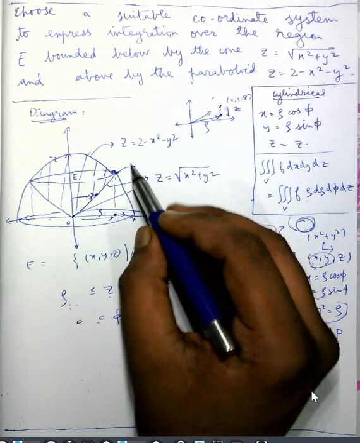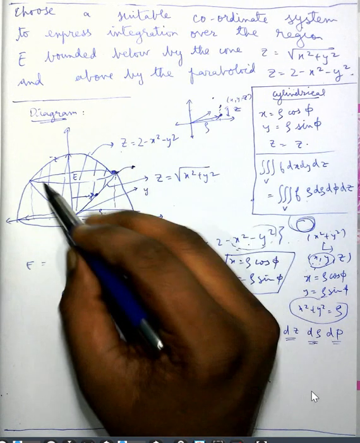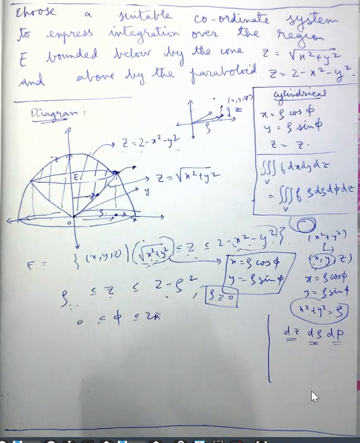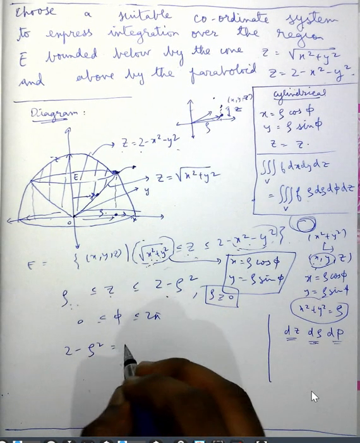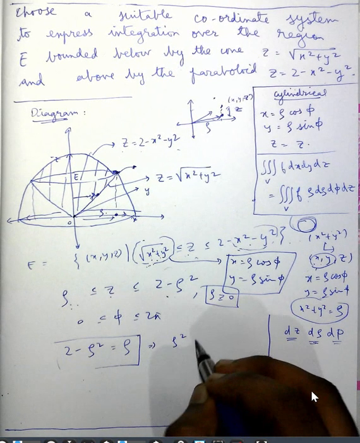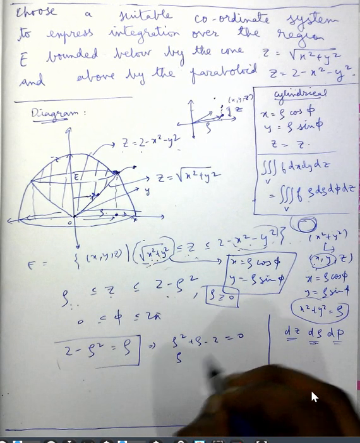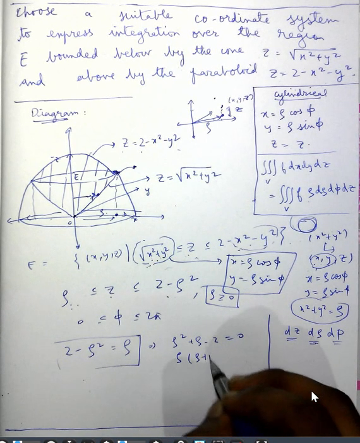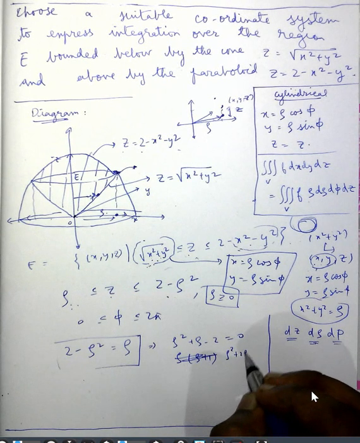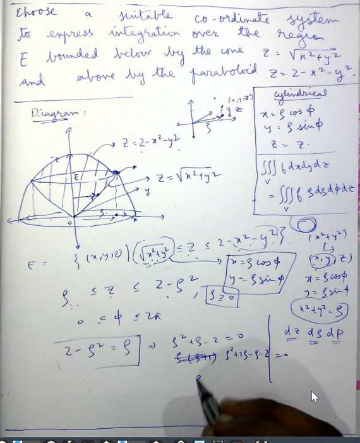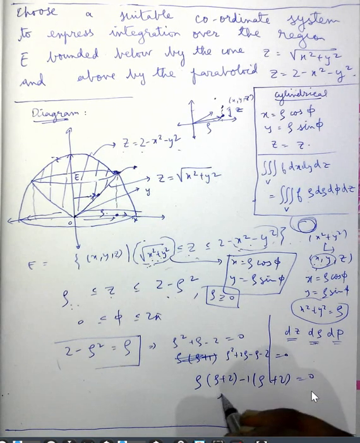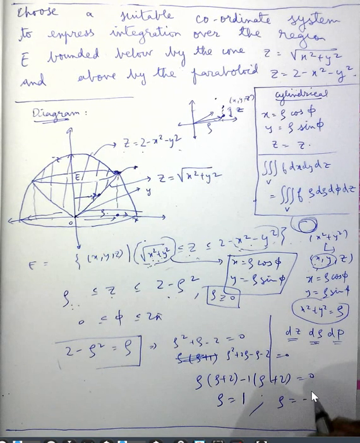We note that at this point the paraboloid and the cone both intersect. So 2 minus rho square is equal to rho. This is a quadratic equation, and when you solve it, you get rho square plus rho minus 2 equal to 0. Sorry, this is rho square plus 2 rho minus 2 equal to 0. So rho into rho plus 2 minus 1 into rho plus 2 equal to 0. So rho is either 1 or rho is equal to minus 2.